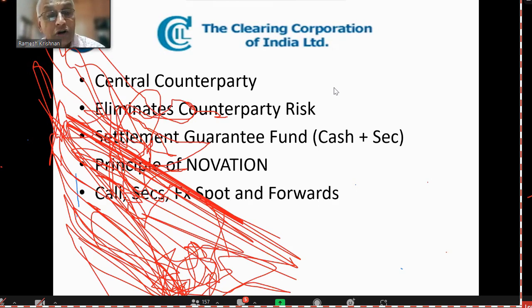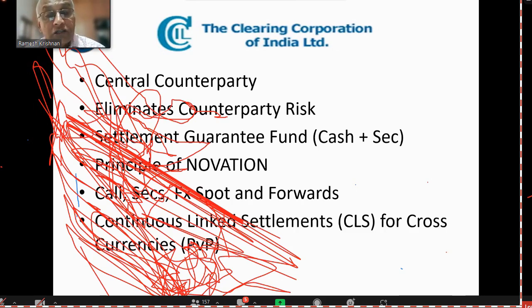This principle is called novation, and call money, government securities, forex spot, and forex forwards are settled on the CCIL. Now, euro dollar or euro pound deals, USD JPY deals, cross currency deals are settled on the continuous link settlement of SWIFT mechanism, that is through the payment versus payment mechanism. Here it is delivery versus payment. There it is one currency against the other. So it is called PVP.